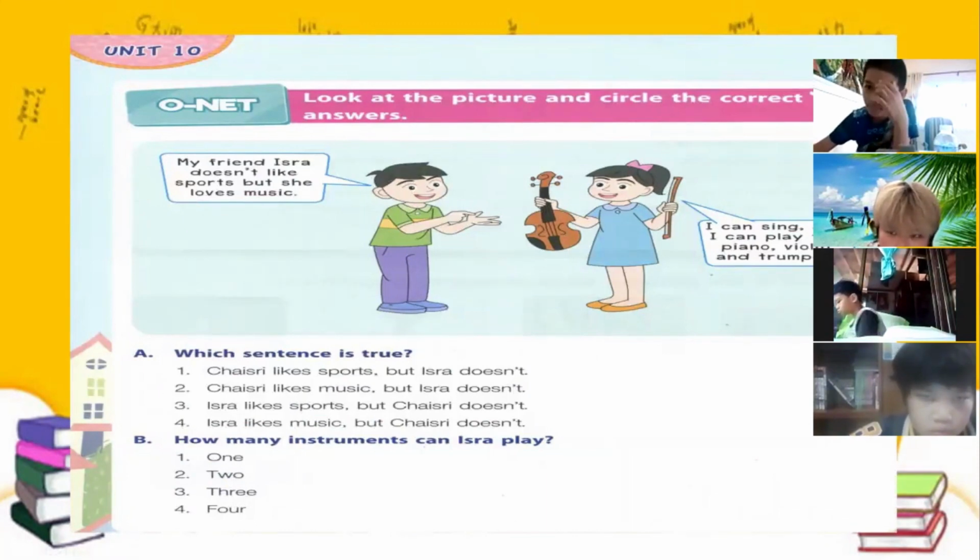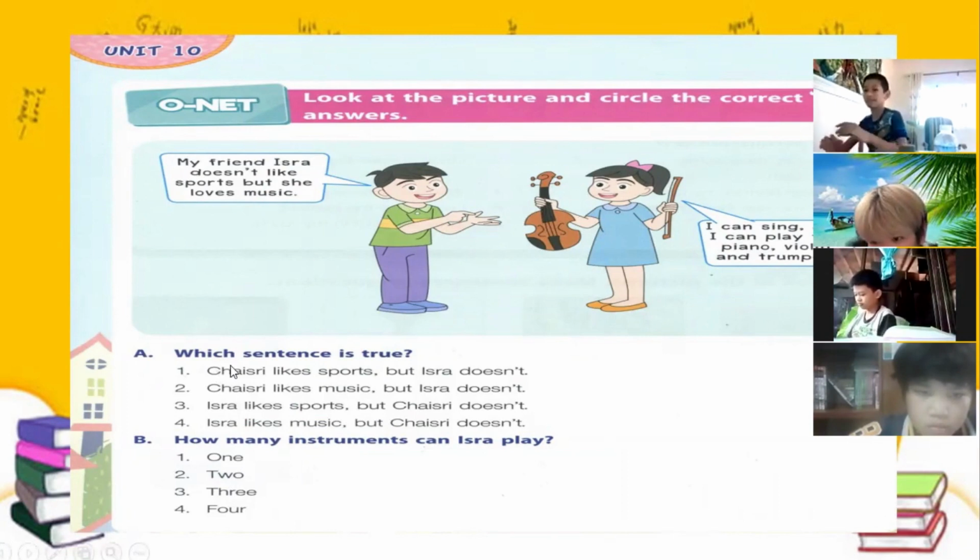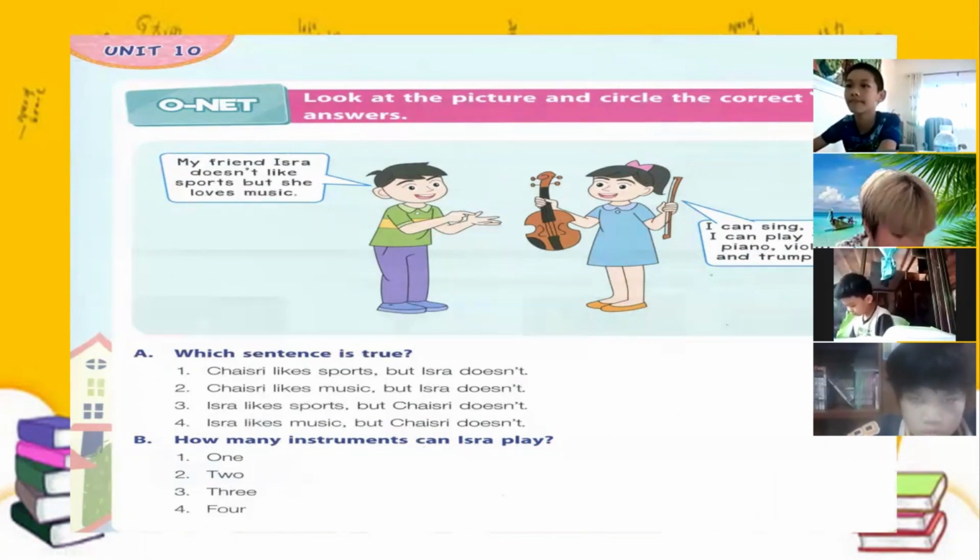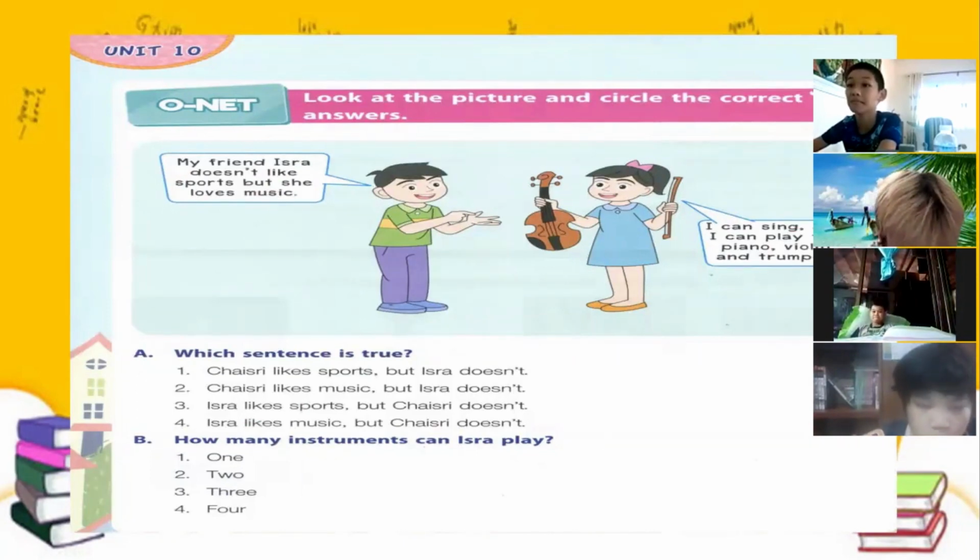Now we have 2 questions here. Question number 1, which sentence is true? Number 1, Chaisri likes sports, but Isra doesn't. Number 2, Chaisri likes music, but Isra doesn't. Number 3, Isra likes sports, but Chaisri doesn't. Number 4, Isra likes music, but Chaisri doesn't. What do you think? Which one is the correct statement? Anyone can answer me, students? I think it's number 4.